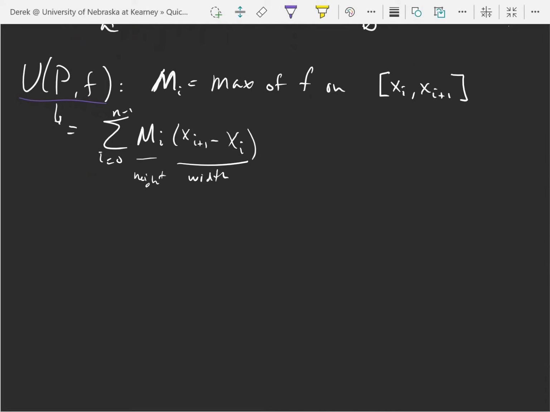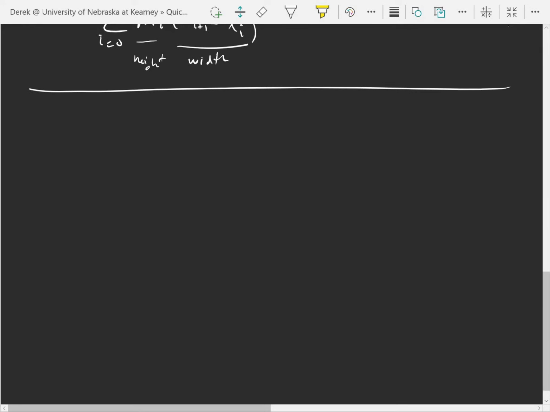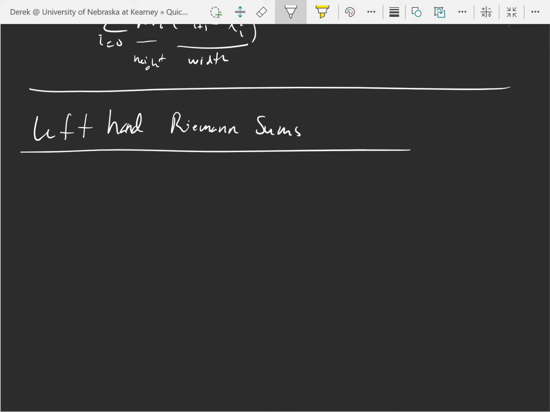Okay, so let's see other Riemann sums, other ways to do this instead of just lower and upper. A lot of textbooks have a left-handed sum or a right-handed sum, because those are easier to calculate, and their errors are going to fall somewhere in between the error from the upper and the error from the lower. So let's look at left-hand Riemann sums. What do I mean by left hand?